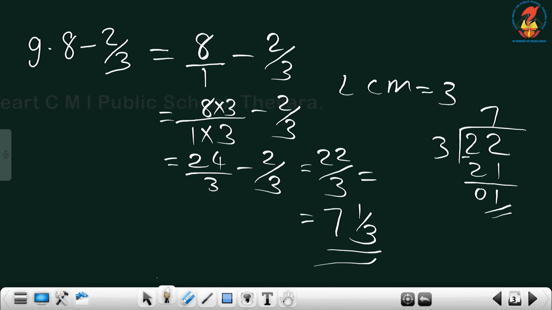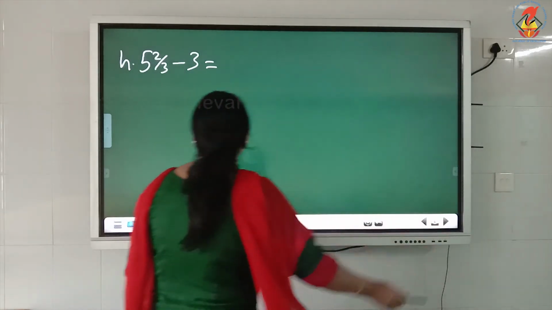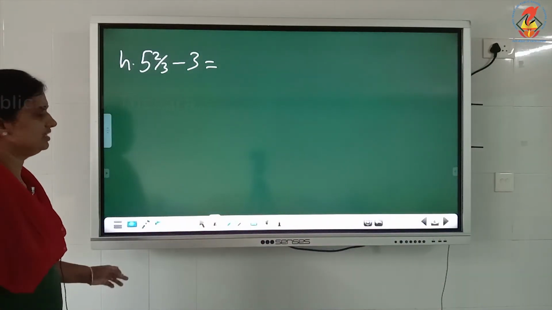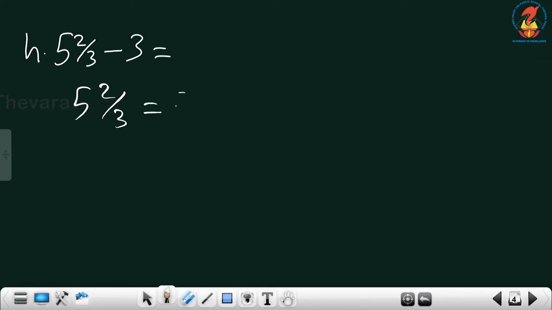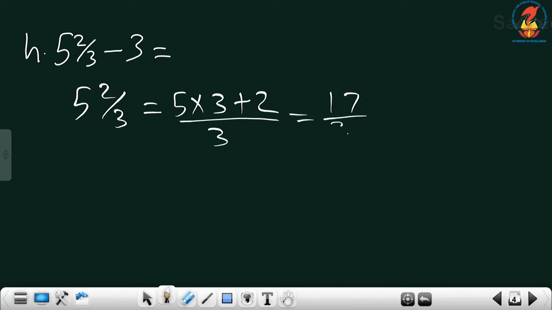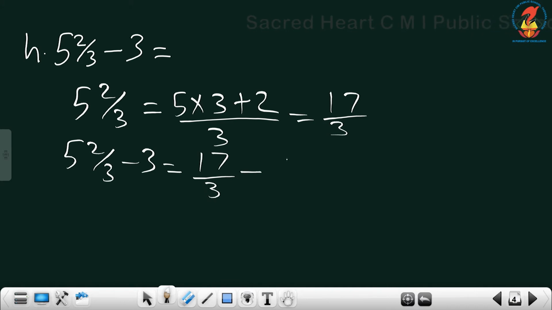Is it clear? Okay. Then the next one is 5 and 2 by 3 minus 3. How? 5 and 2 by 3. First I need to change 5 into 5 into 3 plus 2 divided by 3. And 3 is simply 3 only, right? 5 and 2 by 3 minus 3 will become 17 by 3 minus 3. Simply 3 only, so I write here denominator 1.